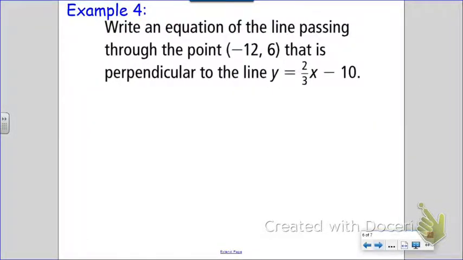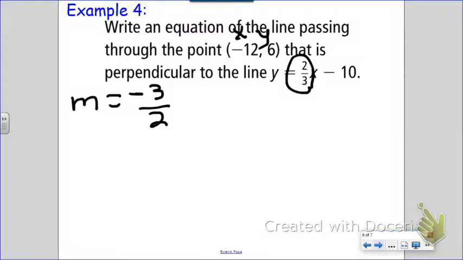Write an equation of a line passing through the point (-12, 6) perpendicular to the line y = 2/3 x - 10. So my new slope, here's my original, is the opposite reciprocal. That would be -3/2. I'm going to again use the point and the slope to get my new b value first.